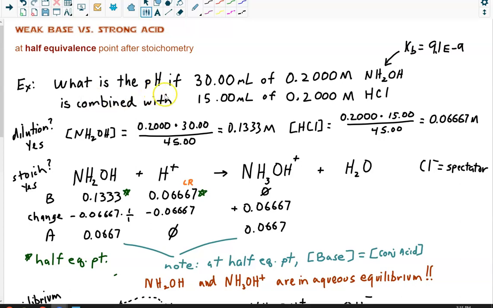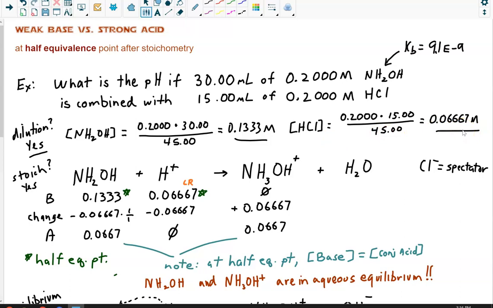What would be the pH if 30 milliliters of 0.2 molar NH2OH is combined with 15 milliliters of 0.20 molar HCl? And in that wording, you can tell there's a dilution, yes. You know there's a dilution, so you have to figure out the new concentrations. The concentration of NH2OH is 0.1333 molar, and the HCl will be 0.06667 molar, all right?